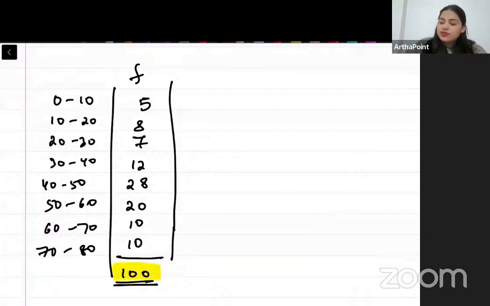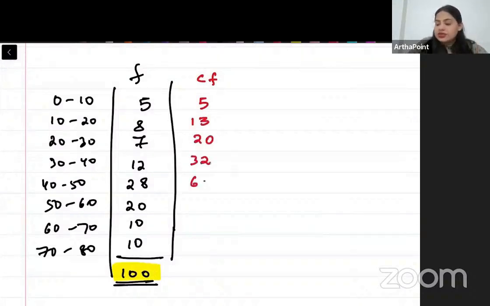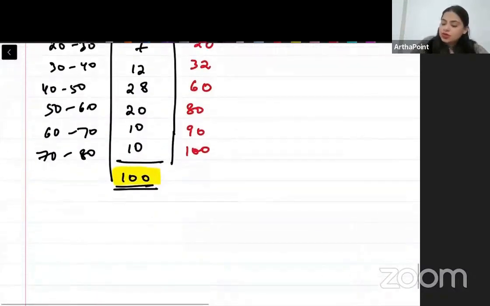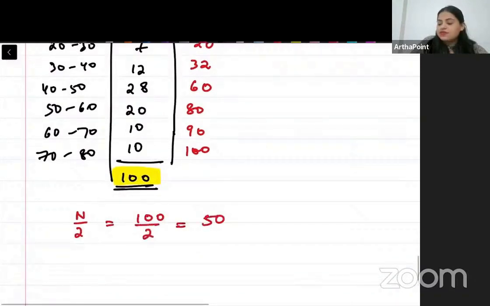Now, we just have to find cumulative frequency. So this will be 5, 13, 20, 32. We are just adding: 60, 80, 90 and 100. Now find the median, beta. So what will be n by 2? N by 2 will be 100 divided by 2. That means 50. Find the median class.